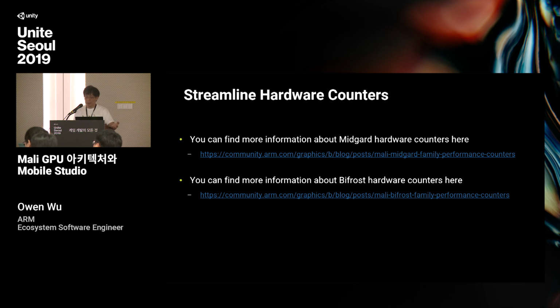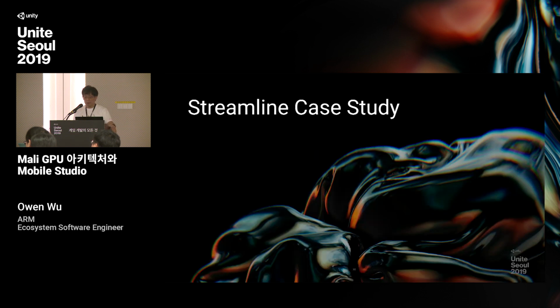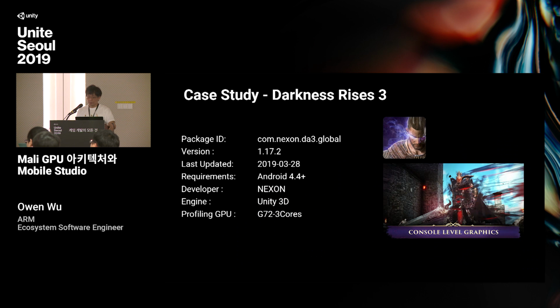Because there are so many hardware counters and I have no time to cover them all today, you can check the information on hardware counters on our website. This one is for the old architecture Midgard, and this one is for the new hardware Bifrost. Okay, today I will give you a case study of profiling a real mobile game using Streamline. I will show you the numbers I got from Darkness Rays 3 and show you how to analyze those key numbers.